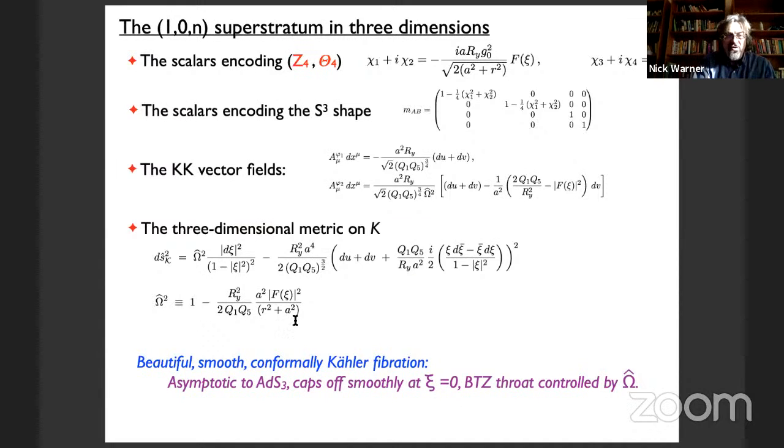It caps off smoothly at xi equals 0, because at xi equals 0, F only starts at first power of xi. So this vanishes, and again, it goes to 1. So this quantity goes to 1 at infinity, and it goes to 1 at the origin. So the best way to think about these things is it's really going back to AdS3 in the cap, and it's going to AdS3 in the intervening region at infinity. And in the intervening region, this function has something to say about the deformation.